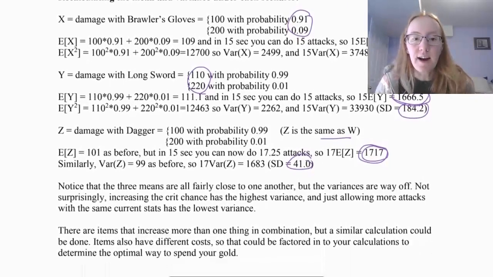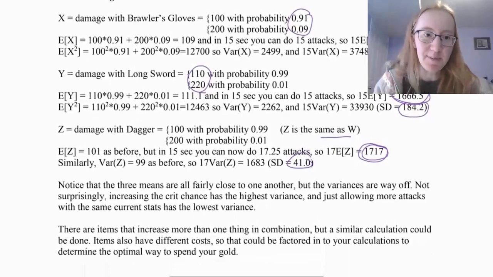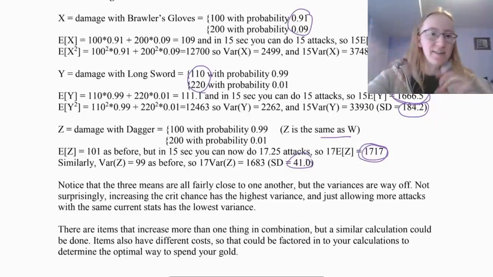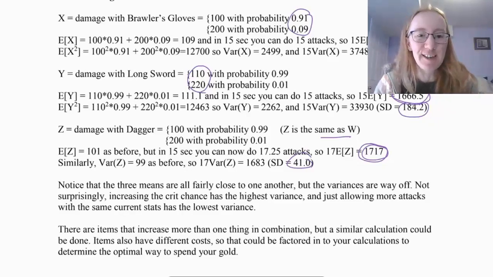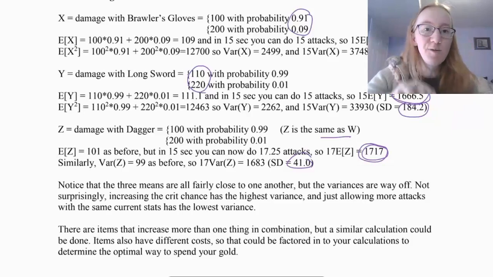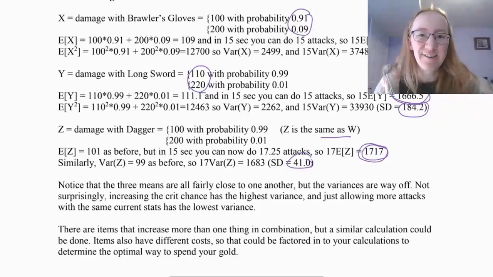As well, of course, this was just a very simple example with items that just increase one thing. There are, of course, items that increase different things in combination with each other, so you could have all sorts of different things stacked on top of each other, different bonuses. But you could always do this sort of calculation. Just think about what these things will do to your chance or the amount of damage that you'll do, and then you can calculate that.